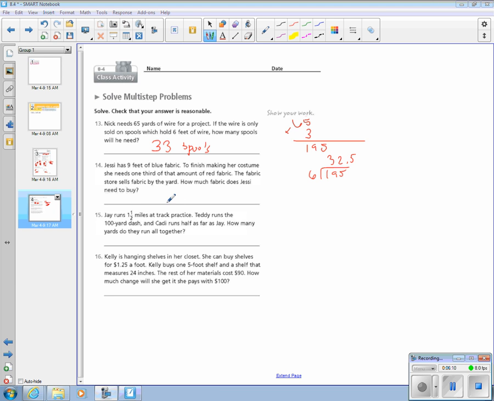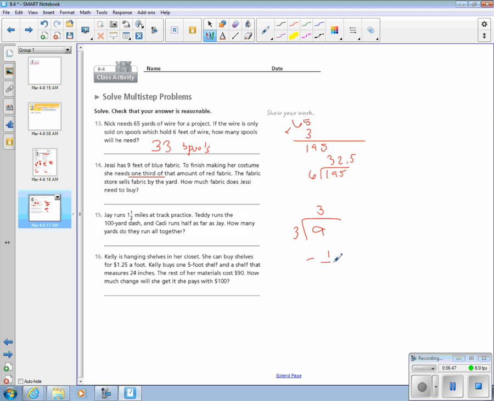Okay, next, Jessie has 9 feet of blue fabric. To finish making her costume, she needs 1/3 of that amount of red fabric. The fabric store sells fabric by the yard. How much fabric does Jessie need to buy? So first we need to convert 9 feet to yards. So 3 feet in 1 yard, 9 divided by 3 is 3. So now she needs 1/3 of that. So that is our key word.